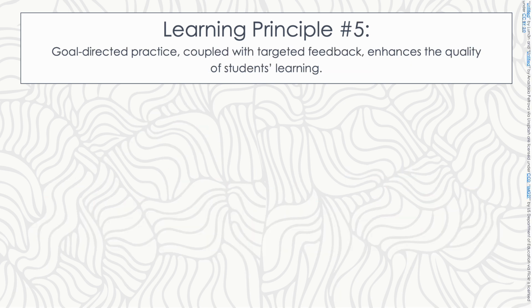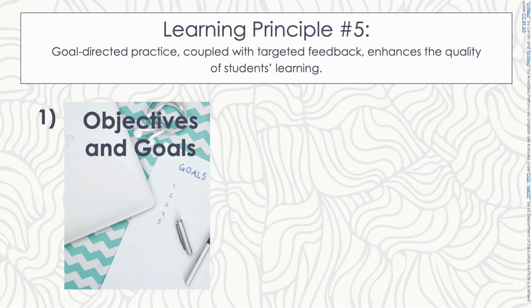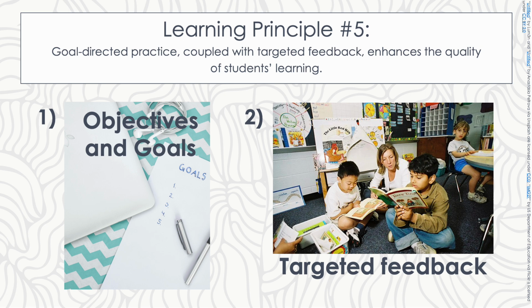Learning principle number 5. Goal-directed practice, coupled with targeted feedback, enhances the quality of students' learning. This principle advises us teachers in 2 specific areas. 1, we need to be able to communicate to students what their objectives and goals should be. And 2, we should provide learners with targeted feedback.